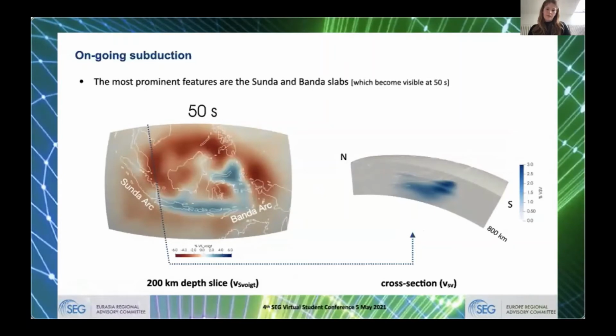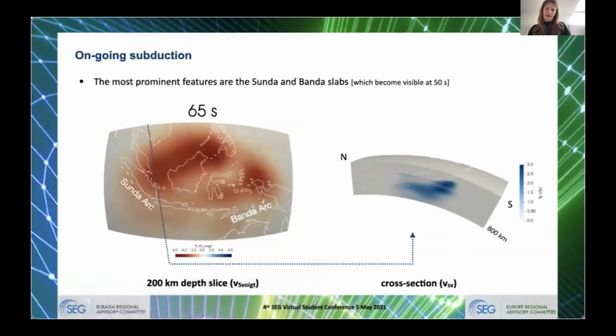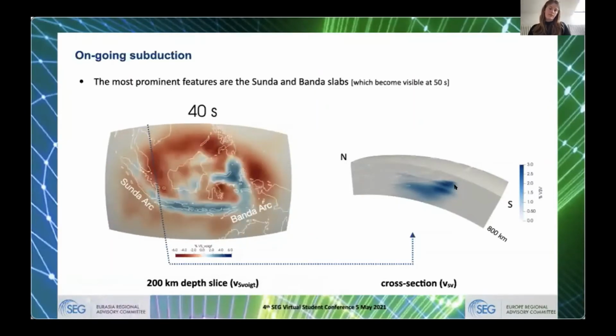On the right, we're seeing a cross-section in the west of Borneo, so we're just cutting through our model along this line here. And we're looking at it from the side, and you can see how the shear wave velocity varies with depth. And this reveals that the Sunda slab extends down to the mantle transition zone, but we do expect some more detail to appear in our 20-second simulations, which are currently running as we speak.